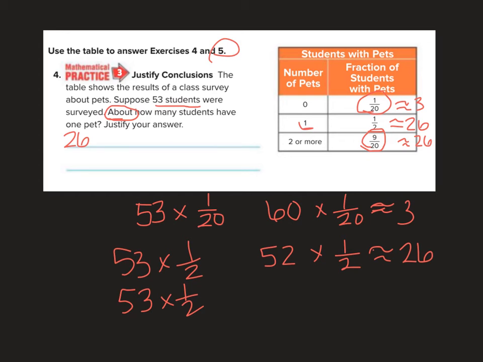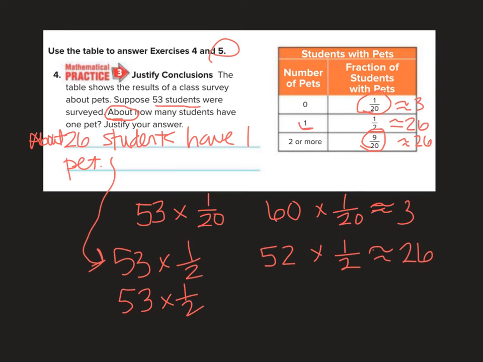So about 26, we better write about 26 students have 1 pet. Justify your answer. Beautiful thing about showing your work. Boom, there's my justifying my answer.